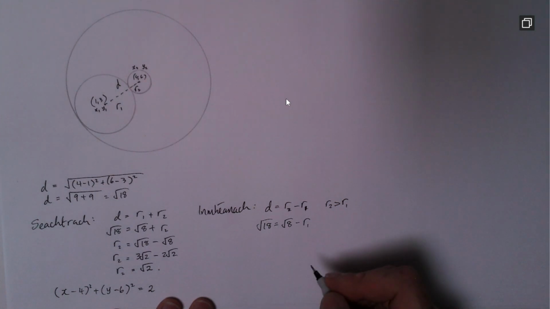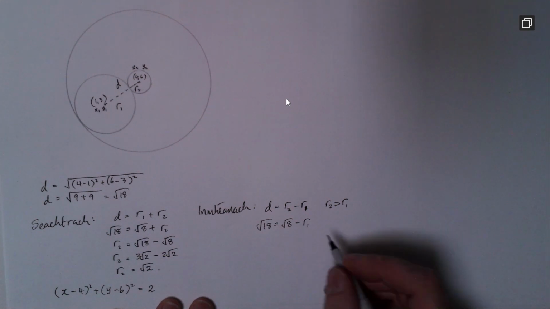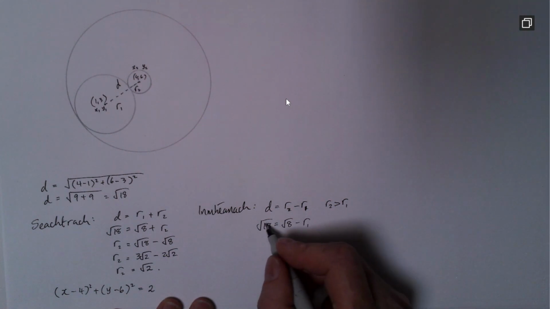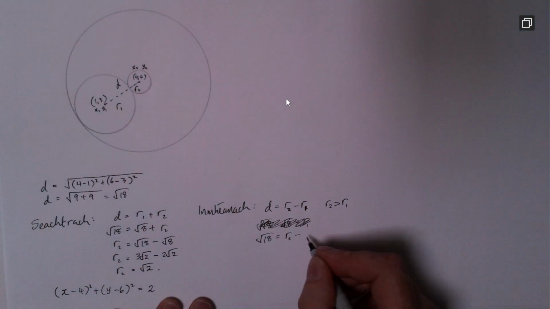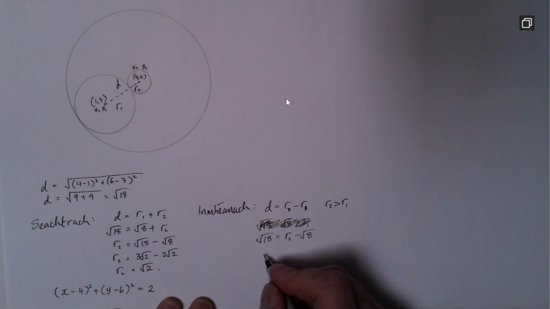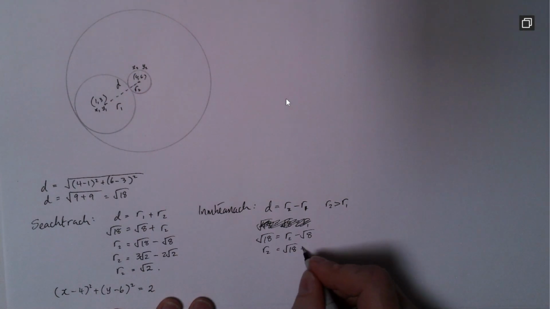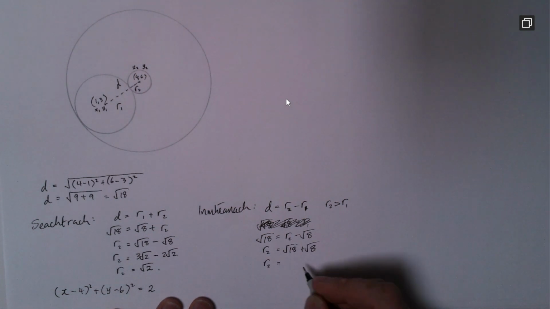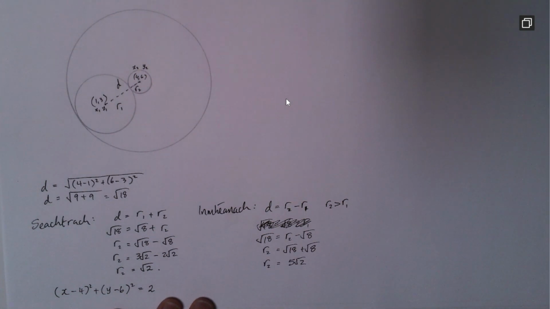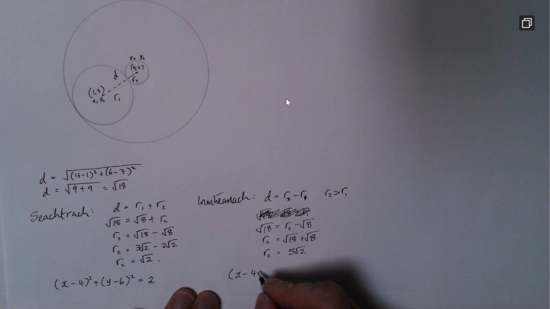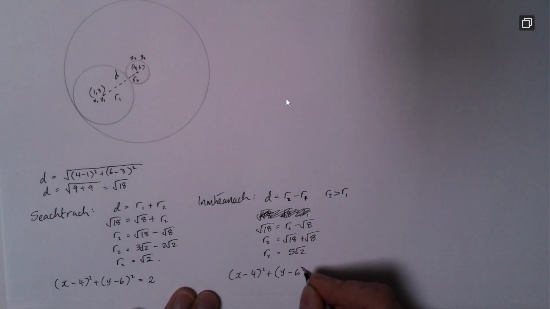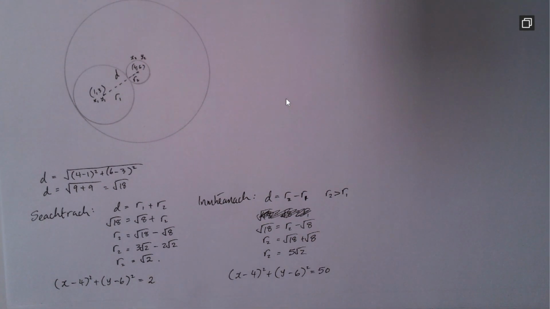It should be the square root of r minus the square root of r, so the radius is the square root of r plus the square root of r, which gives the radius. So these two give the equations of the circles: x minus k squared plus y minus j squared equals the radius squared.